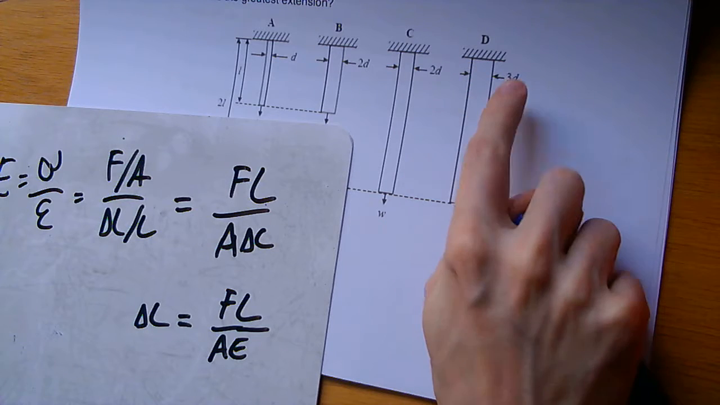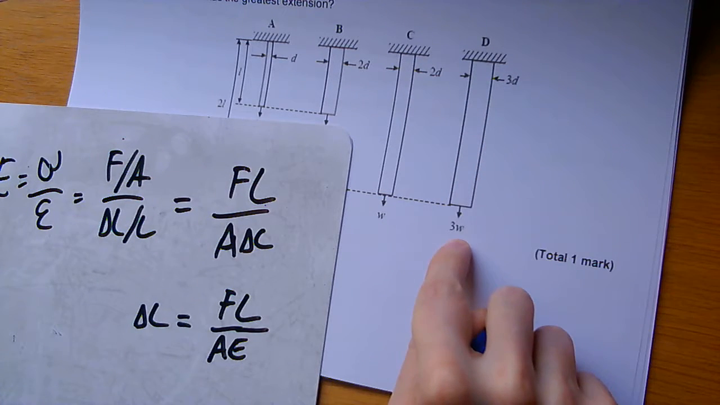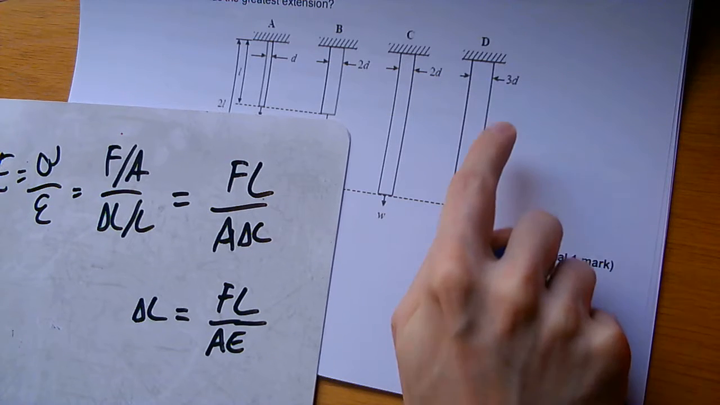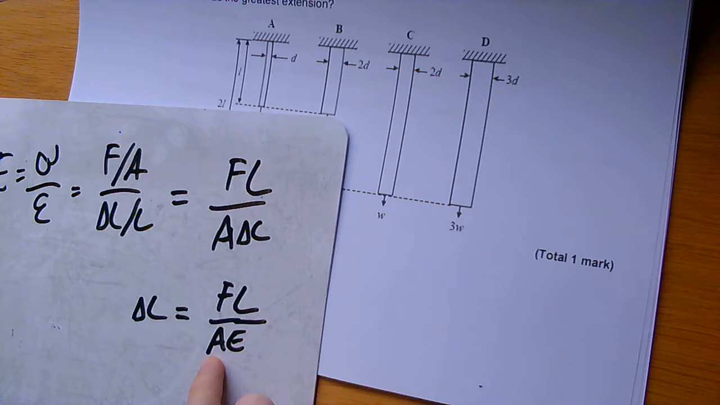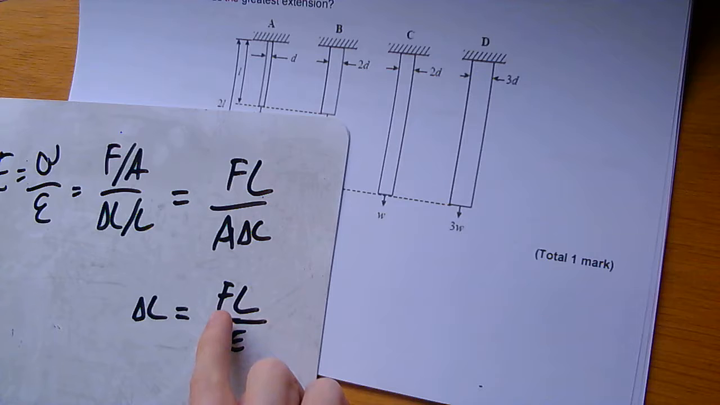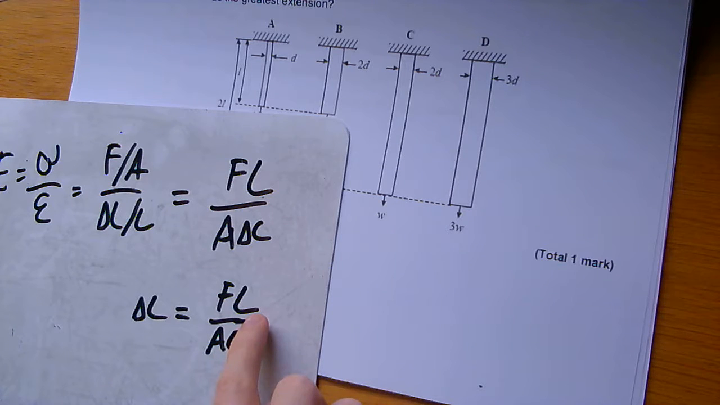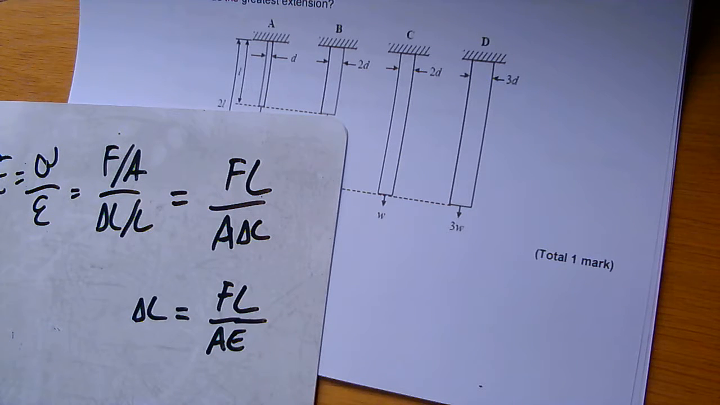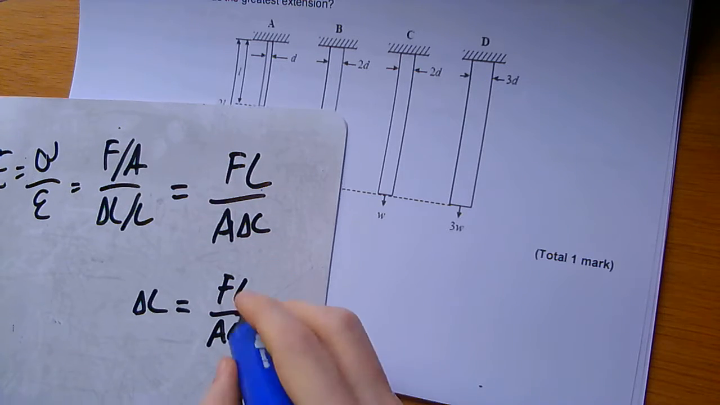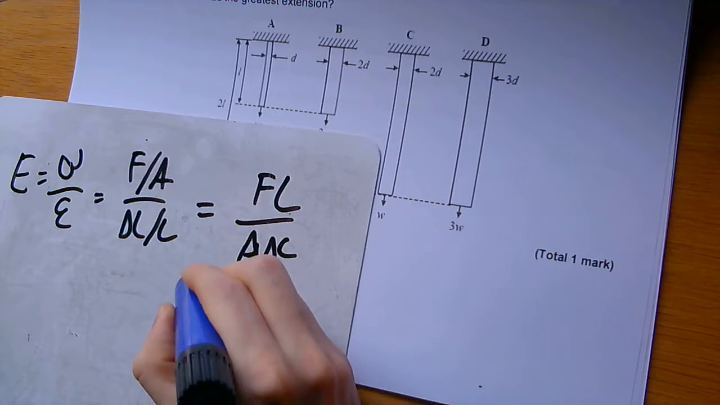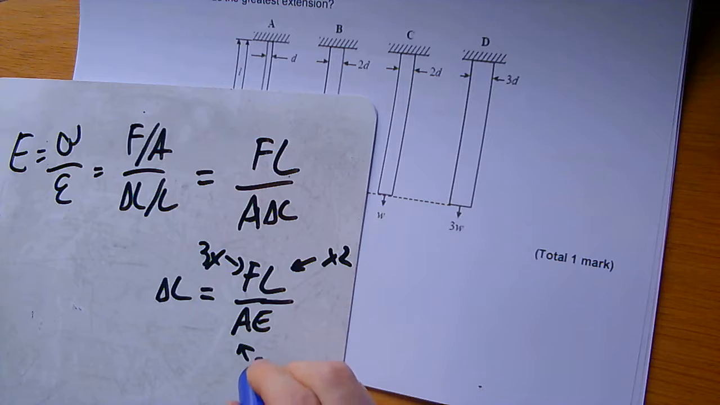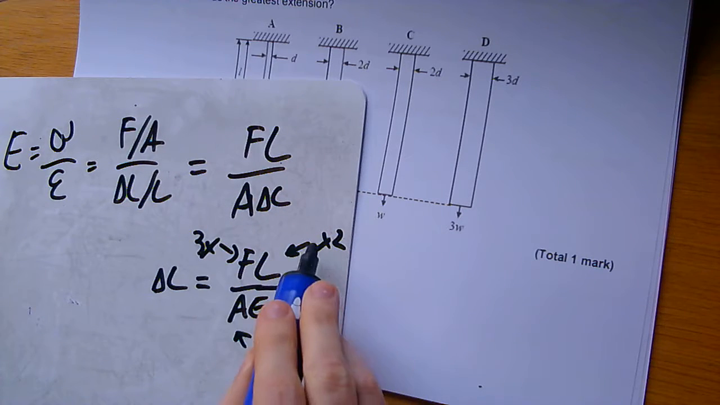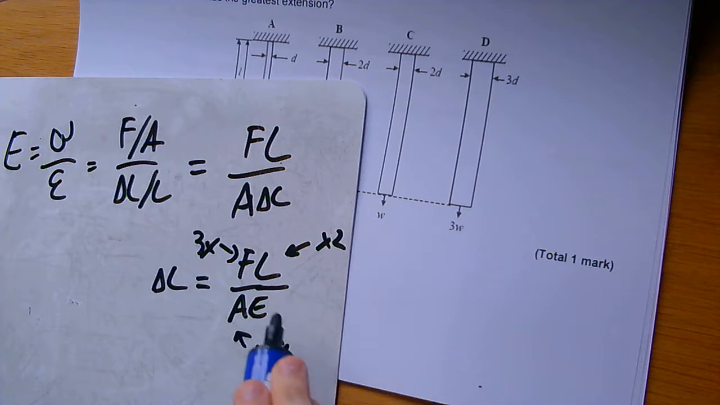D, the last one. This has got 3 times the diameter and 3 times the weight. Hopefully you're seeing where we're going with this one. 3 times the diameter, that's going to give us 9 times the area. So A is going to get bigger by a factor of 9. The force has got bigger by a factor of 3, so 3 times as big for F, 9 times as big for A. The length, of course, is twice as big when we're comparing it to A. So if this F here is getting a factor of 3 times bigger, and this is getting twice as big, and this is getting 9 times as big, then we're going to end up with basically 6 times as big at the top, 9 times as big at the bottom.